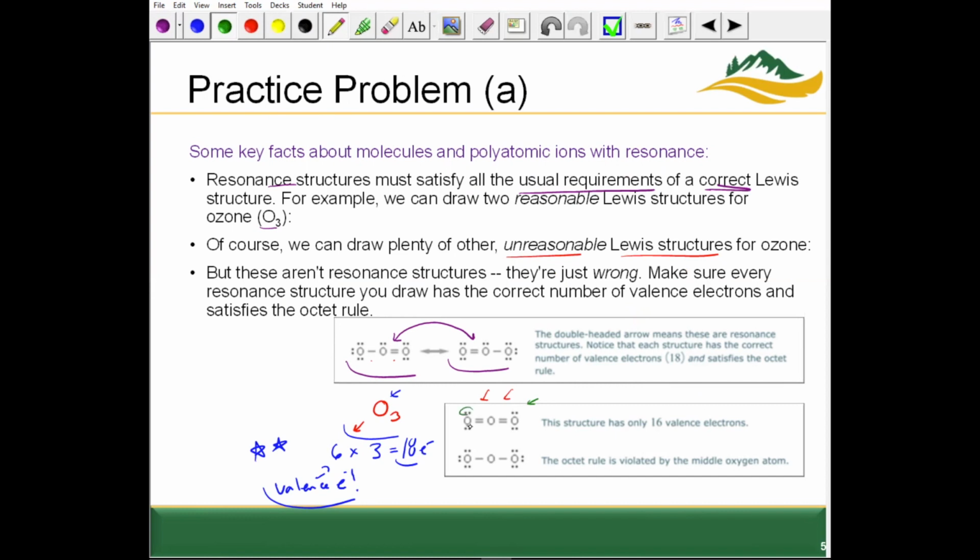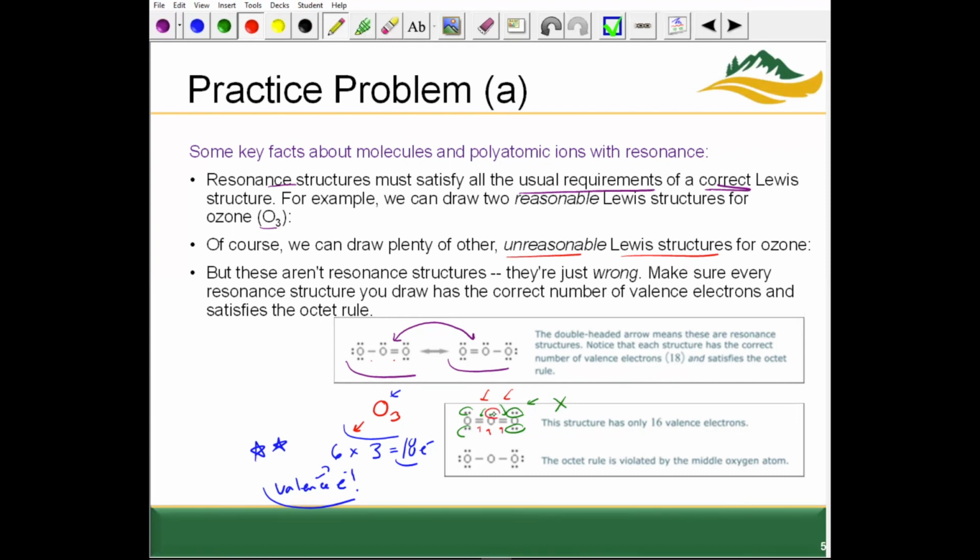We have 1, 2, 3, 4, 5, 6, 7, 8, 9, 10, 11, 12, 13, 14, 15, 16. We haven't used all 18 electrons that we need to use for O3, so this is incorrect. If you're thinking, well, couldn't we just put on a lone pair maybe on this one? Well, what would that do to this central oxygen's octet rule? 2 double bonds, that's 4 electrons. 2 more double bonds, that's 4 more electrons.